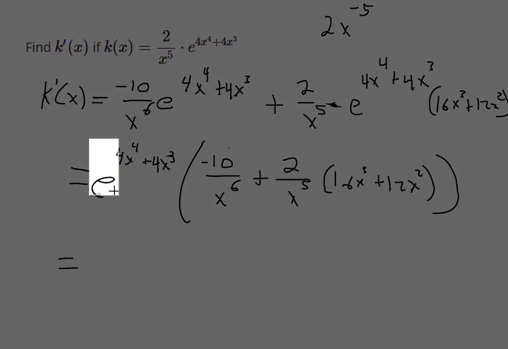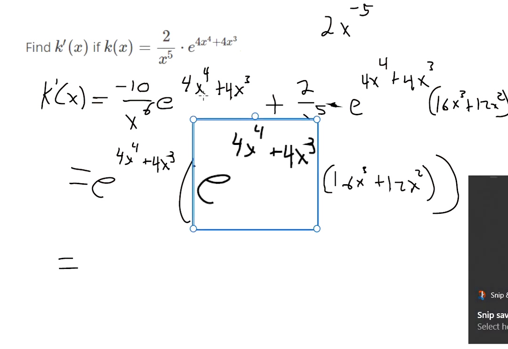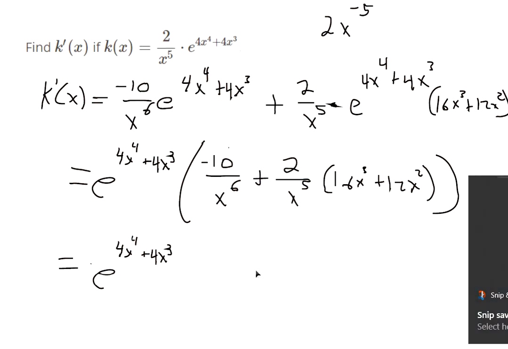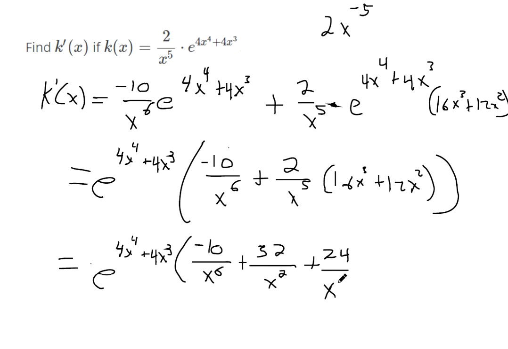I don't want to write that out again, so let me copy and paste that. Okay, this is negative 10 over x to the 6. And then if you distribute that x to the 5th to everything in here, that's going to be 32 over x to the 2nd. And then distribute that over here. The 2 times 12 gives us 24 over x to the 3rd.